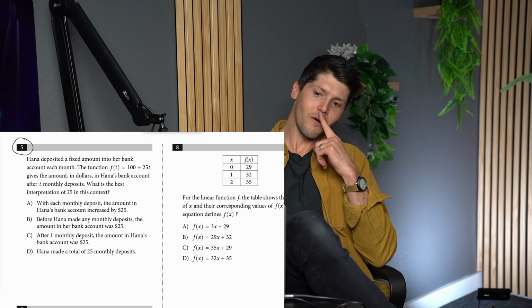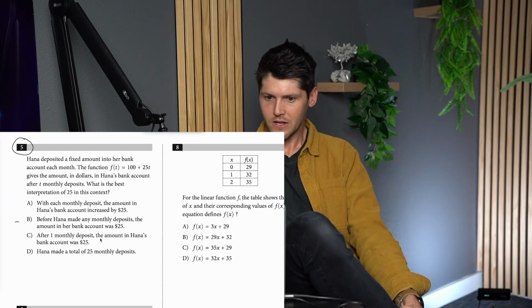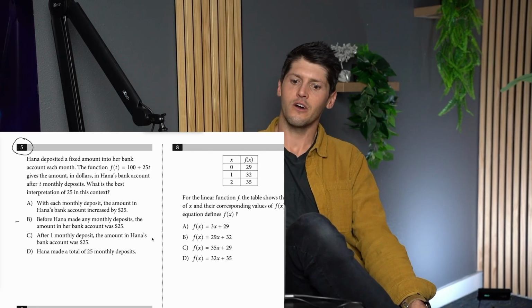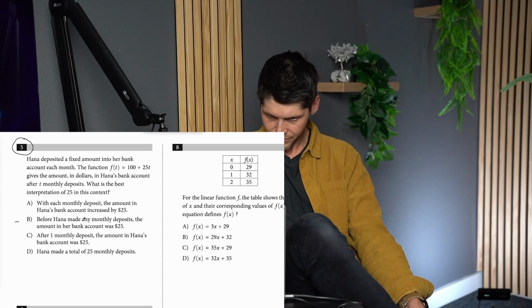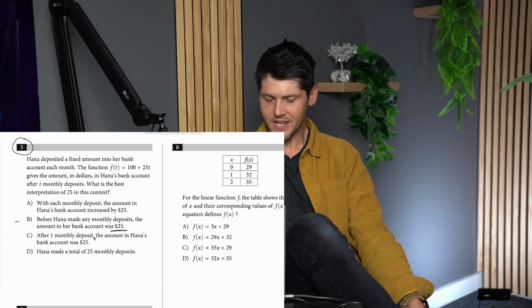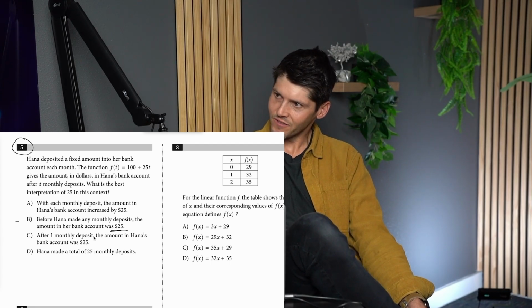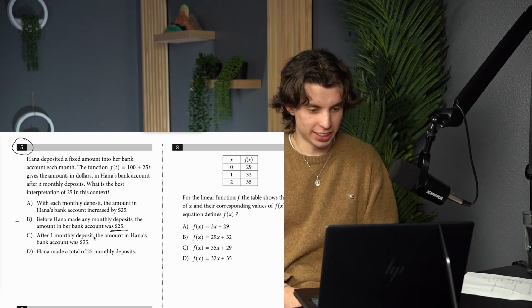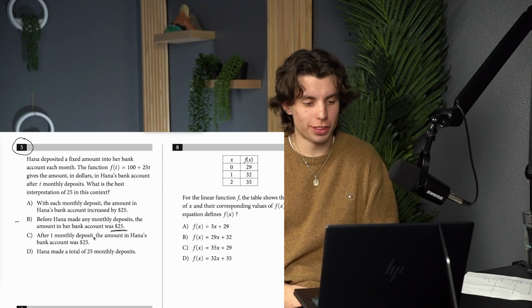Right? So I want to ask you a related question. Obviously we now know it's the slope. Let's make sure we can get rid of answers with that in mind. So tell me which answer choices are most obviously wrong. Let's start there. I'd say it would be B. Before she made it. So what would that represent in the equation? It's saying before any deposits, so when t equals 0. What would the function equal?